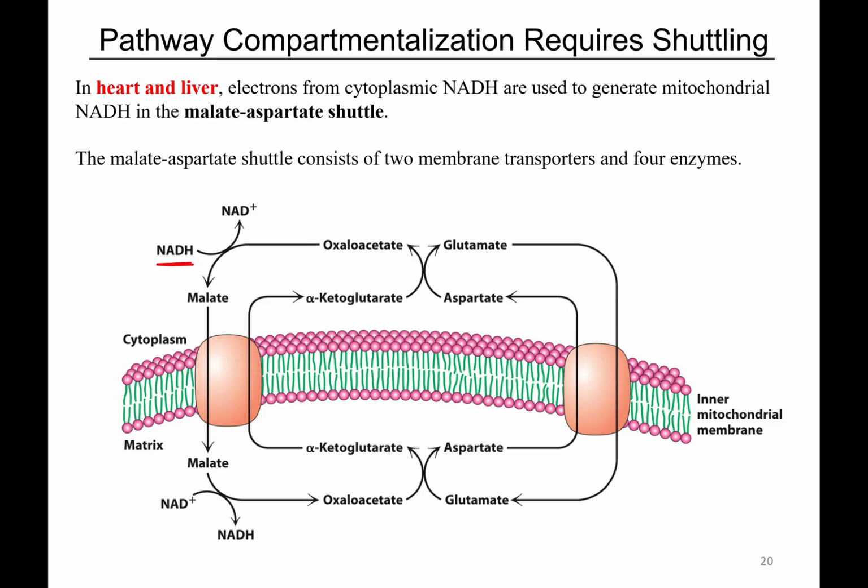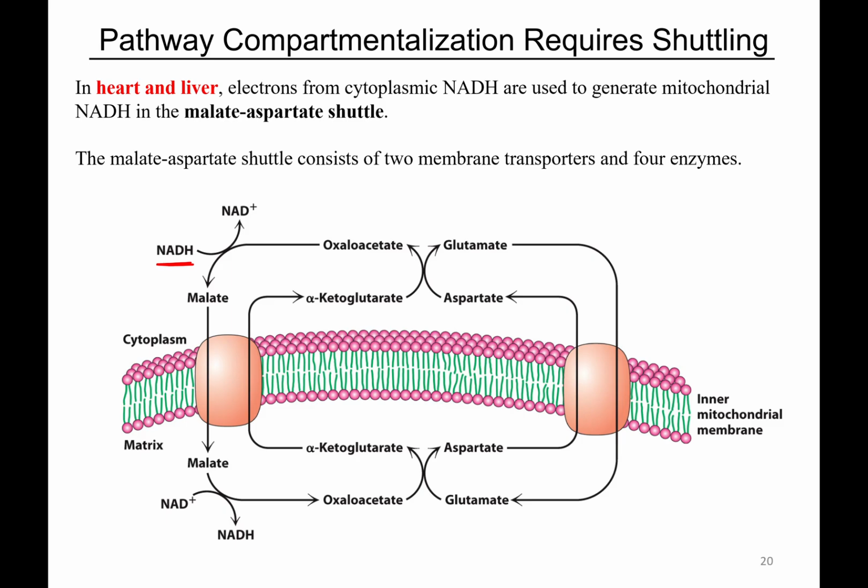In the matrix, we have glutamate that gets converted to alpha ketoglutarate and oxaloacetate that gets converted to aspartate. The aspartate goes out, which then becomes oxaloacetate, which becomes malate, which goes in, which becomes oxaloacetate, which becomes aspartate, which goes out, which becomes oxaloacetate, which becomes malate, it goes in. Okay? So, you need to memorize this? Nope. You need to be able to look at it and understand it?